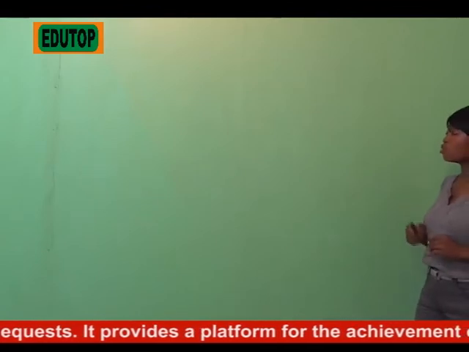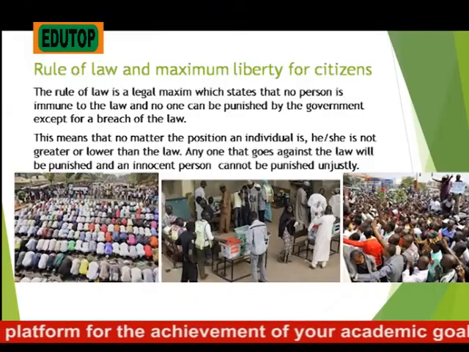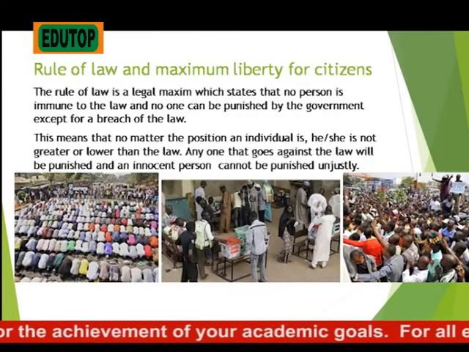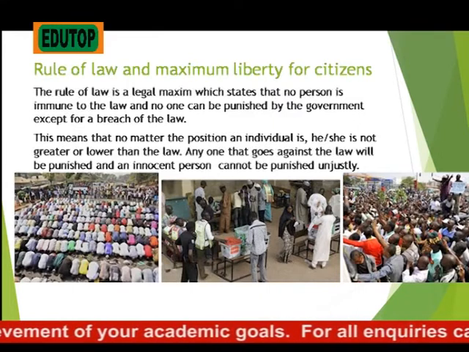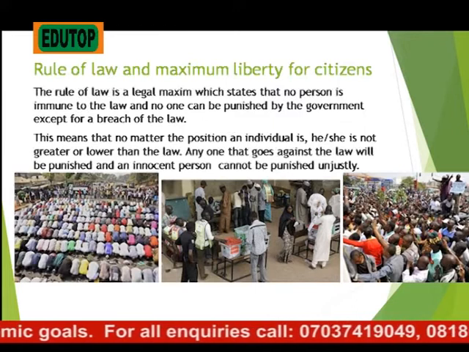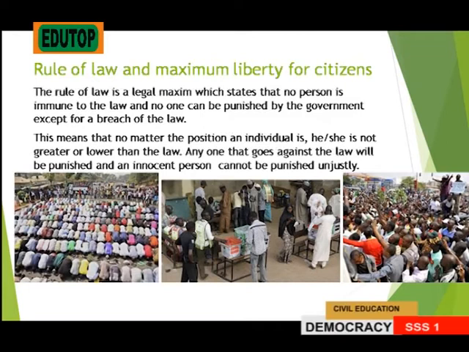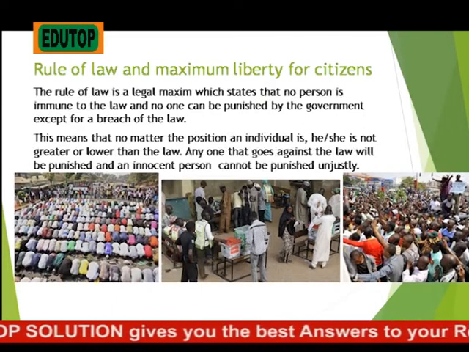Then next, we go to rule of law and maximum liberty for citizens. The rule of law is a legal maxim which states that no person is immune to the law and no one can be punished by the government except for a breach of the law. This simply means that no matter the position an individual is, he or she is not greater or lower than the law. Anyone that goes against the law will be punished, and an innocent person cannot be punished unjustly.